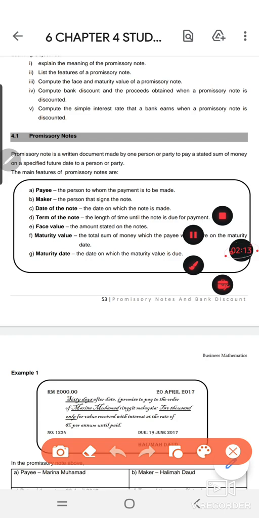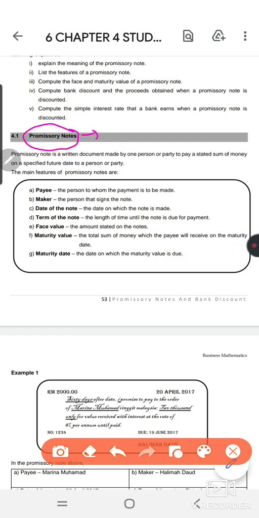Saya terangkan dekat sini apa maksud promissory notes. Promissory note ni kalau dalam BM adalah nota perjanjian. Nota perjanjian, this one is a written document made by one person or party, maknanya seseorang ataupun parti yang buat nota perjanjian ni yang menyatakan jumlah wang dalam masa tertentu, specified future date to a person or party. Maknanya dia buat satu perjanjian bila dia lakukan satu transaksi wang.